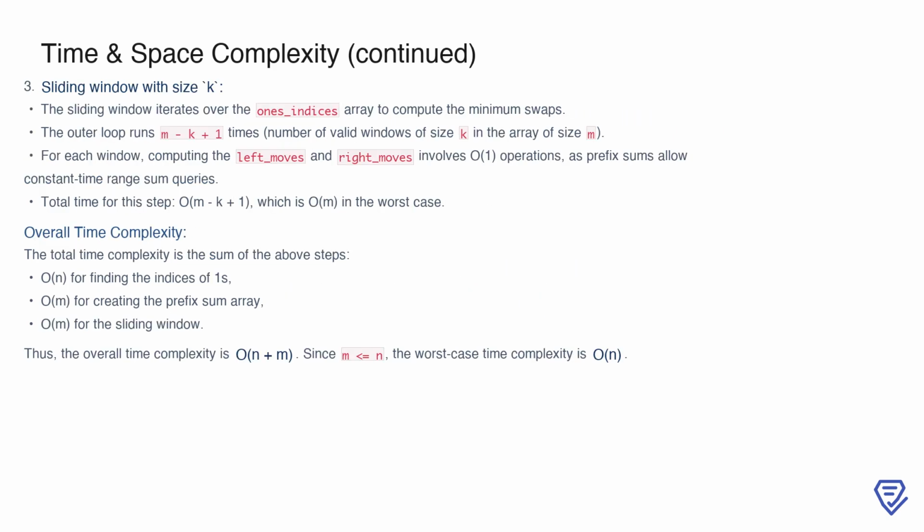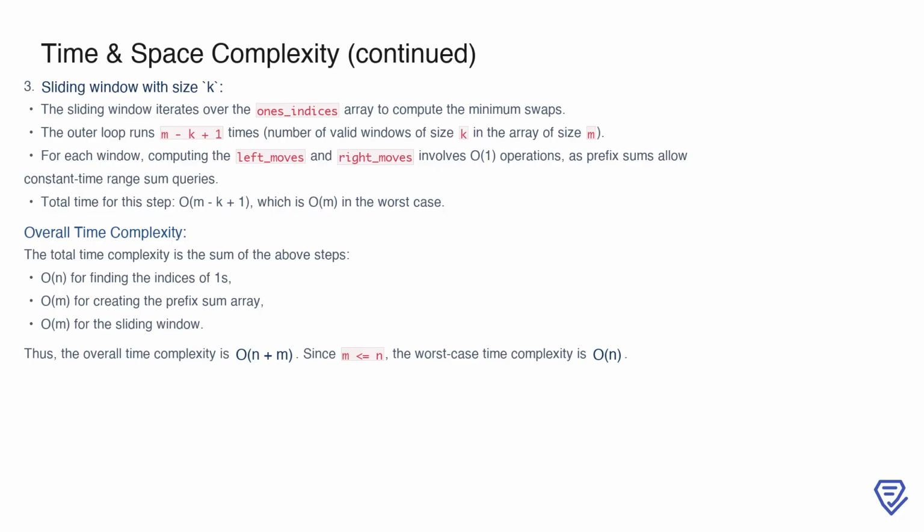Now, we use a sliding window of size k to compute the minimum number of swaps. The sliding window moves across the ones_indices array to evaluate all valid windows of size k. Specifically, the outer loop runs m - k + 1 times, which is the total number of possible windows in an array of size m. For each window, we calculate the number of moves required to gather the ones in that window using prefix sums. The prefix sum array allows us to perform these range sum calculations in O(1) time, ensuring the inner operations are highly efficient. Because the sliding window iterates at most m times in the worst case, this step has a time complexity of O(m).